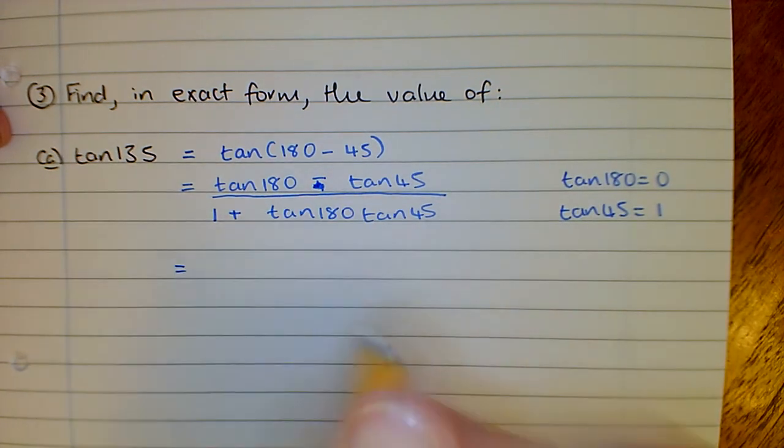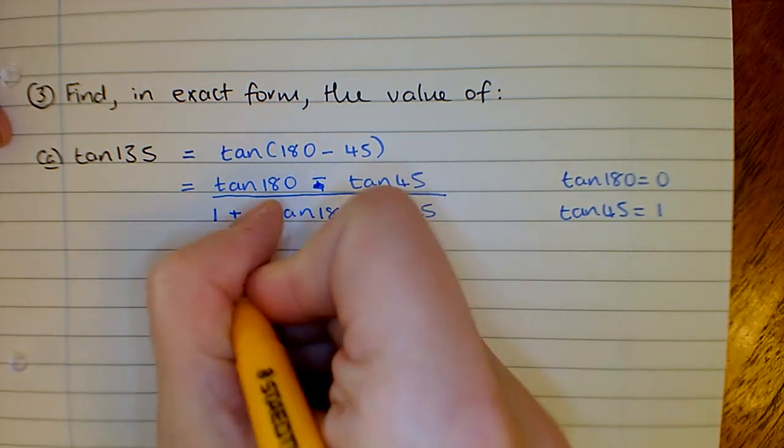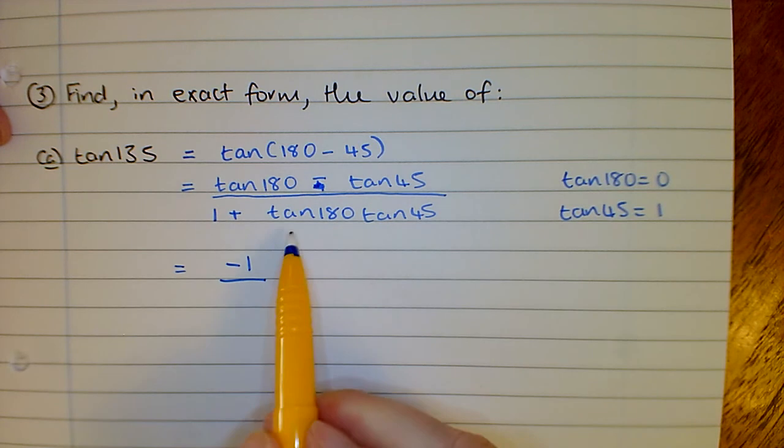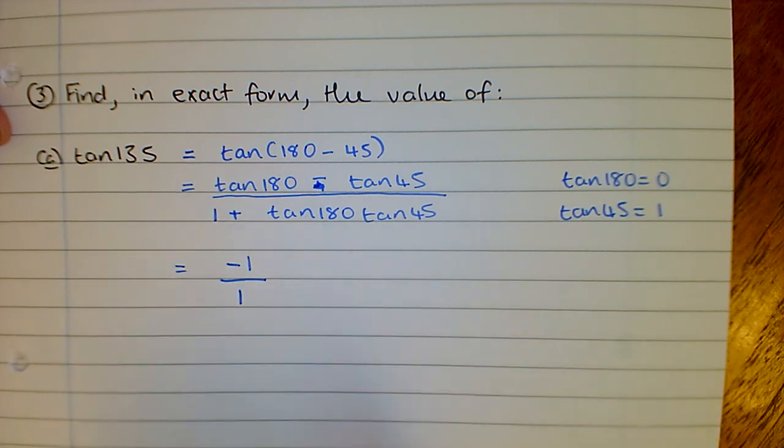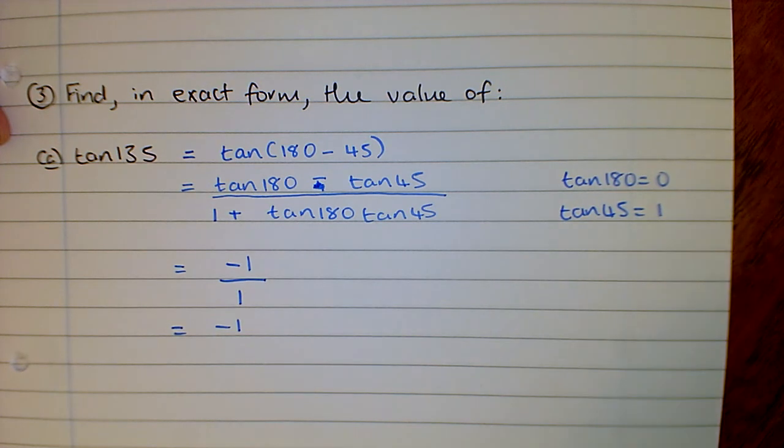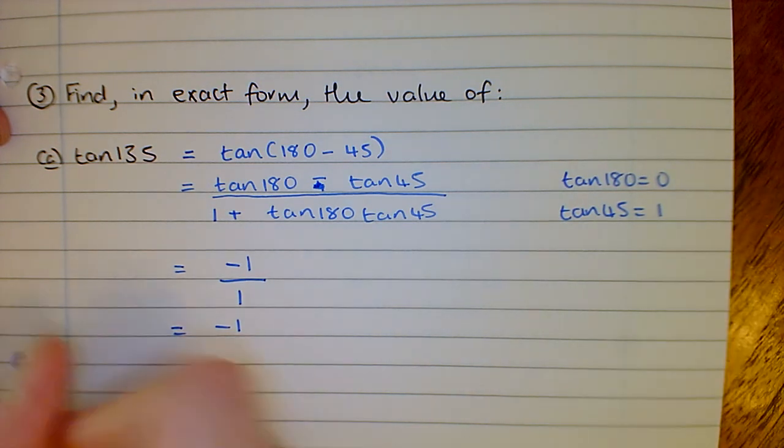So putting that in, we get 0 minus 1 on the top. The tan of 180 is 0, so this whole thing becomes 0, so it's just 1 on the bottom. So minus 1 divided by 1 gives us minus 1.